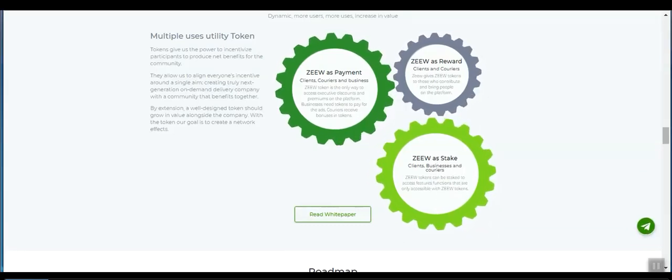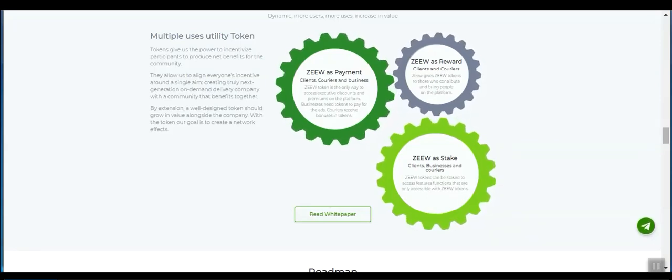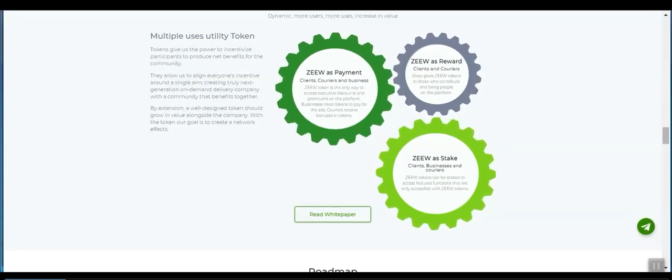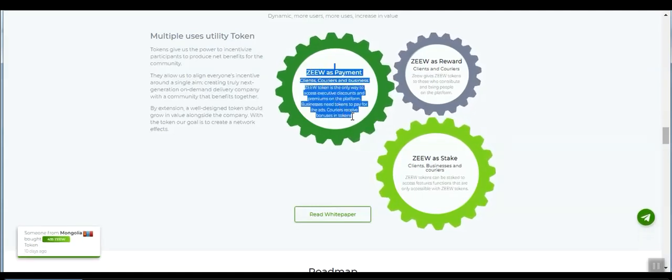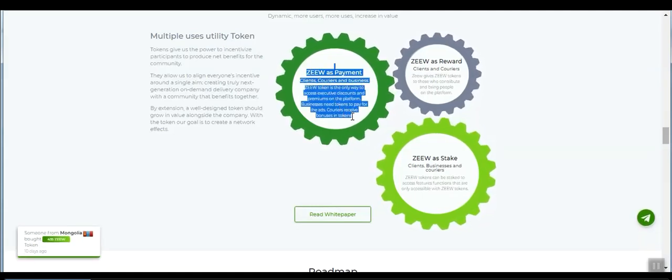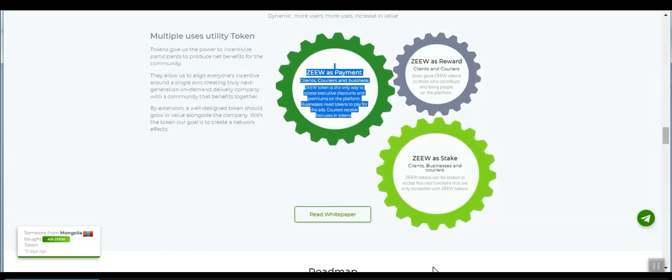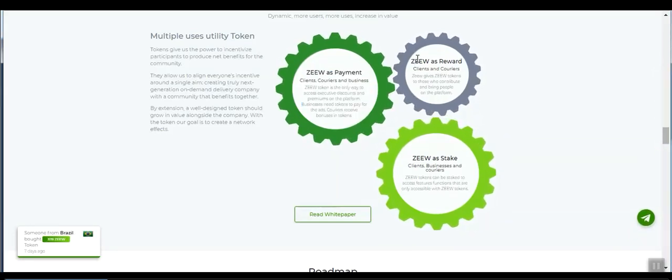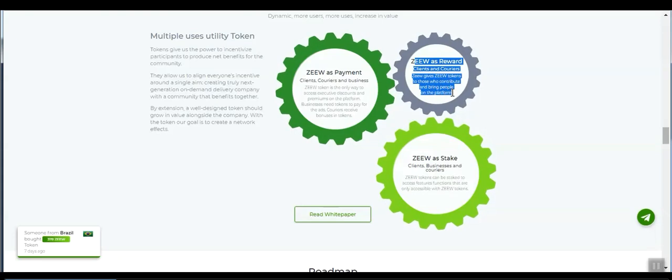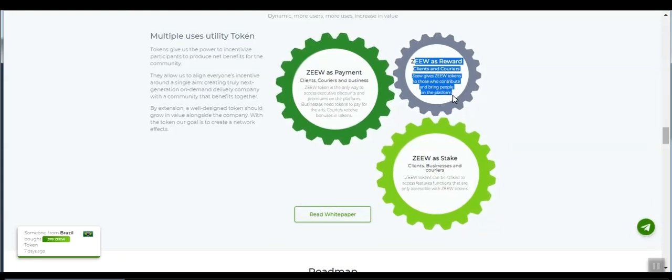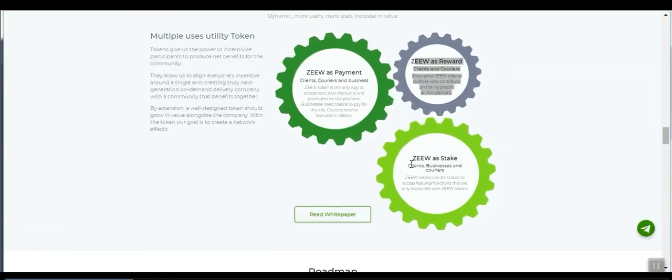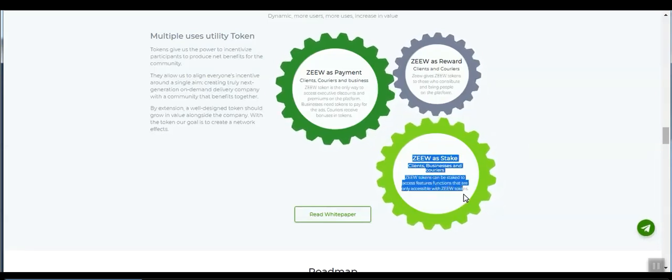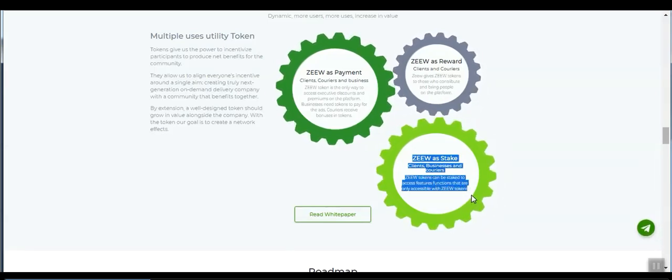From the above analysis, we can evaluate Zeew as payments between customers, transportation and business. Zeew is a reward between customer and traffic. Zeew is a shareholding between customers, business and transportation.